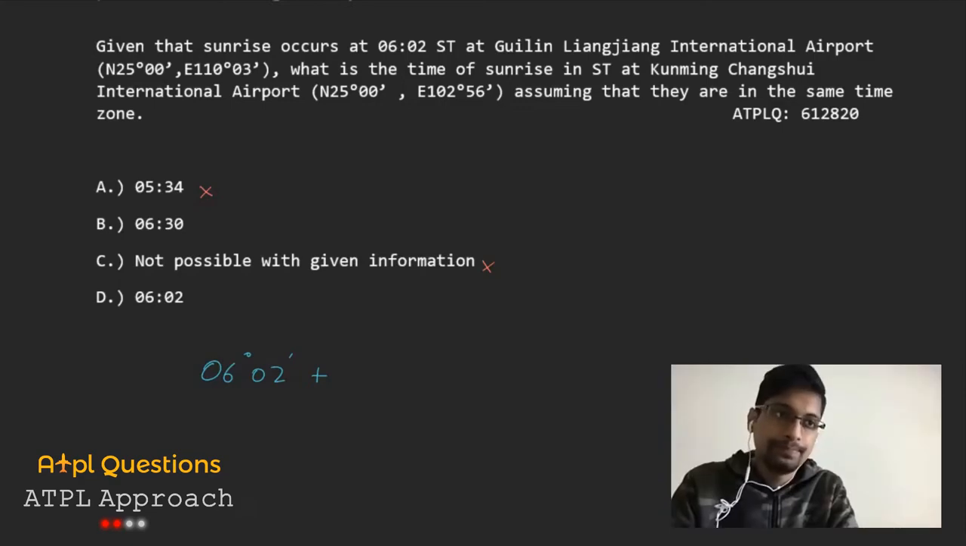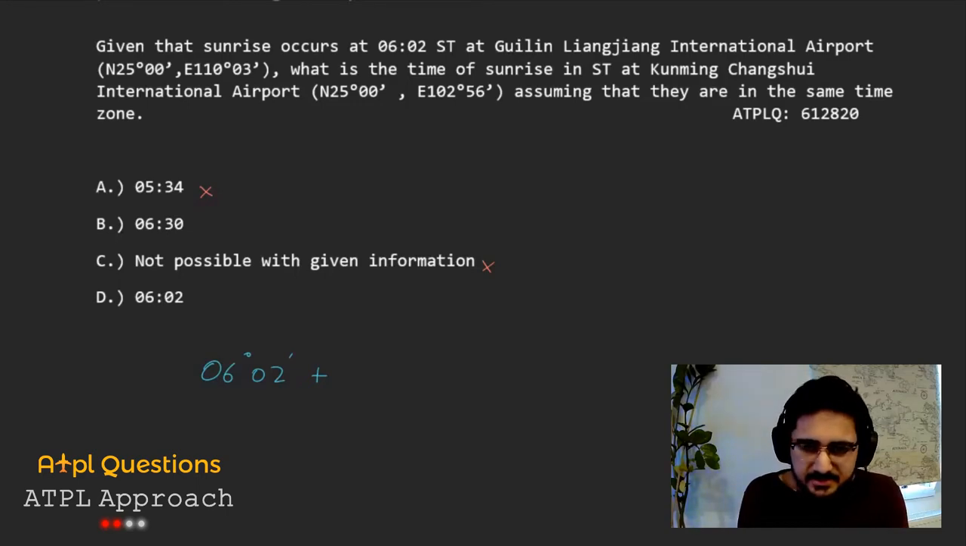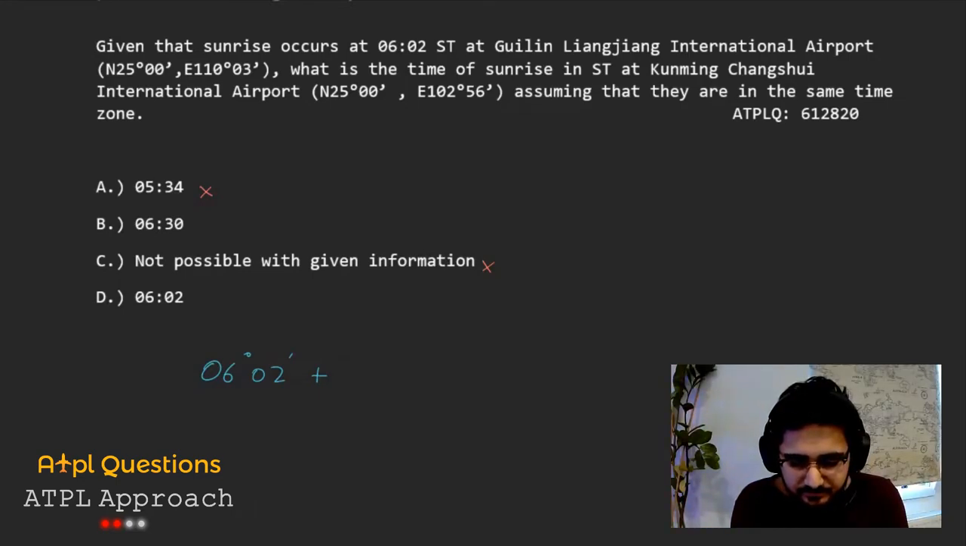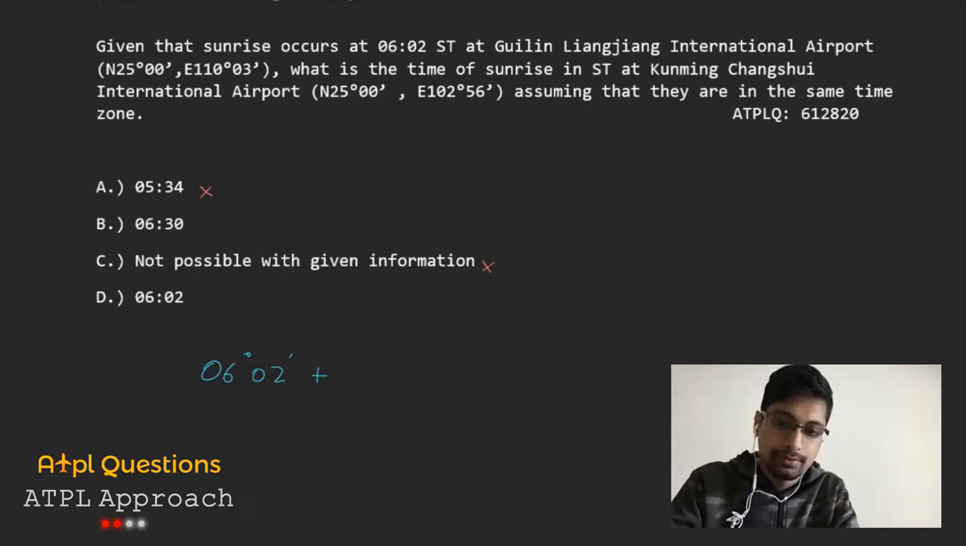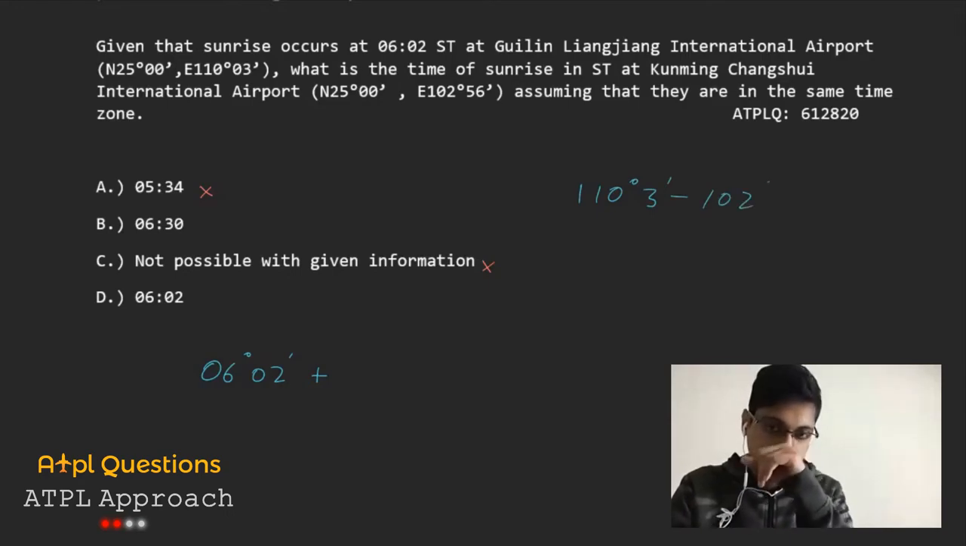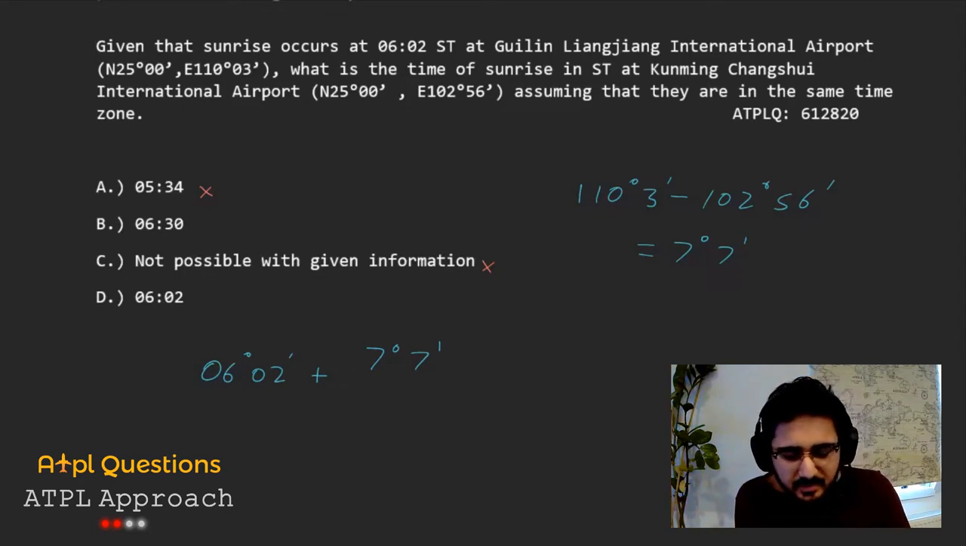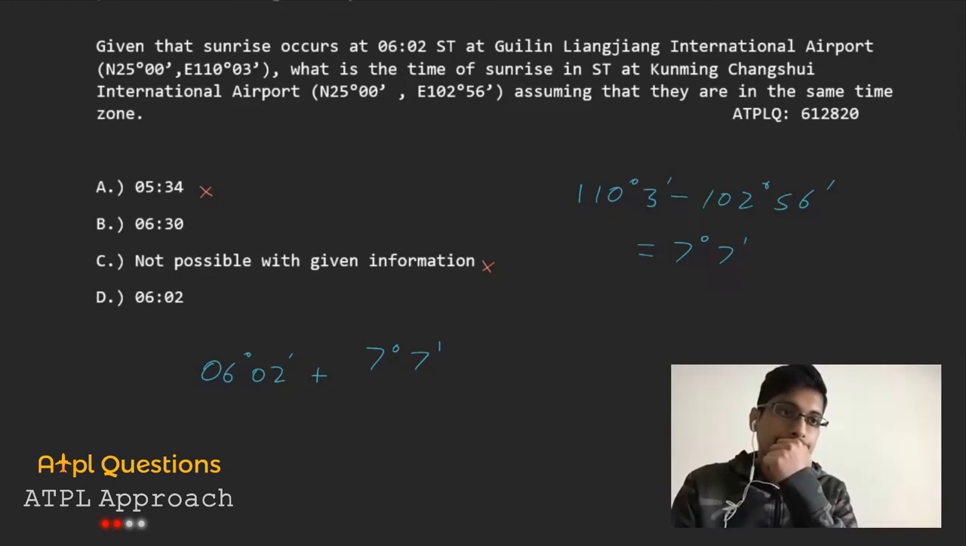So what you first need to do is work out how many degrees we are changing by. So how do we do that? Minus 102 from 110 degrees. So 110 degrees 03 minus 102 degrees 60. So it's 7 degrees 7 minutes. And that's about half of 15 degrees, right? So that's going to be about half an hour.